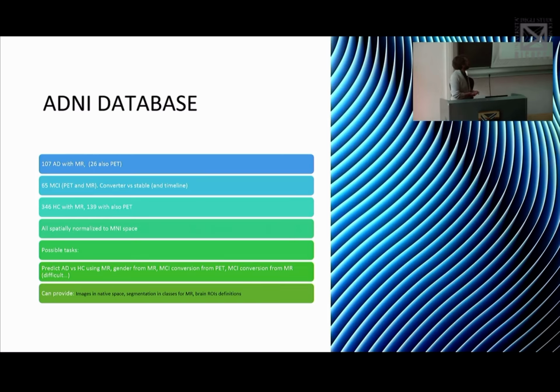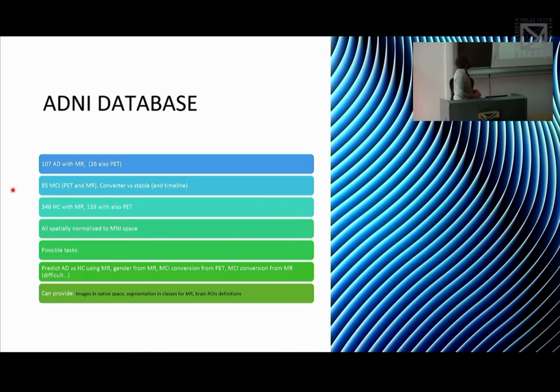The first is the ADNI database, the one about Alzheimer's dementia. For this data set, I have 107 Alzheimer's disease patients with MR, 26 of whom also have PET images. These are the ones that I have already pre-processed. Probably if you go on the web, on the database, and do your own data cleaning and database matching, you can get a bit more.